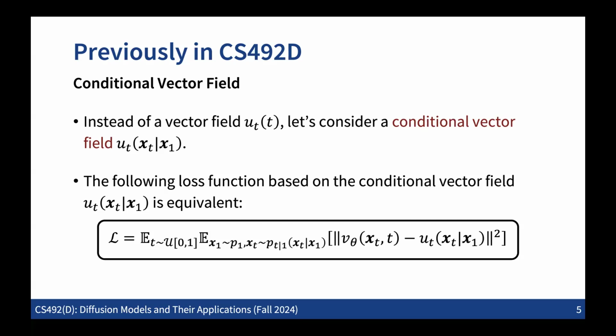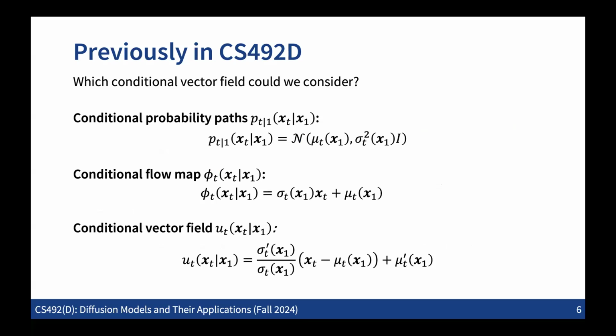Basically, it is almost the same form of the loss function. We are only changing some kind of the sampling part there, like the values for the expectation, right? And so the question might be, what sort of conditional vector field should we consider? Actually, there are lots of options. So it's a matter of what sort of conditional vector field we choose.